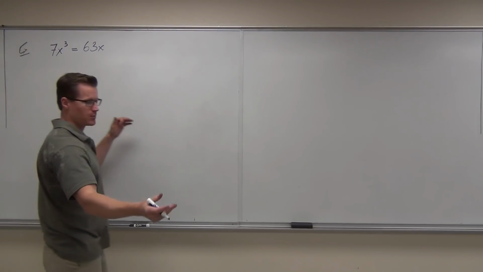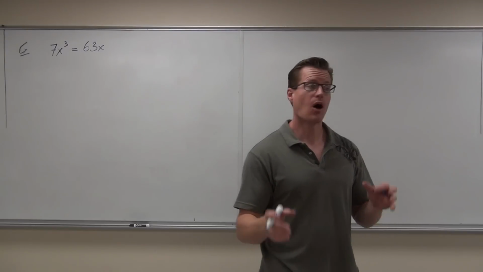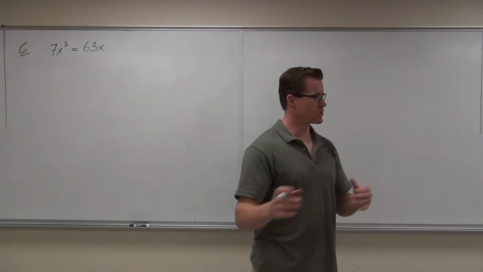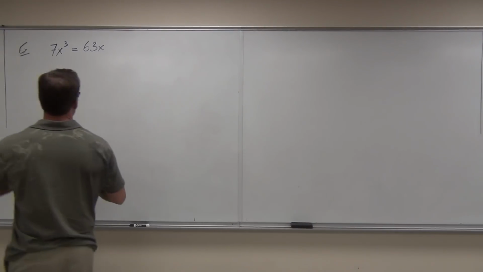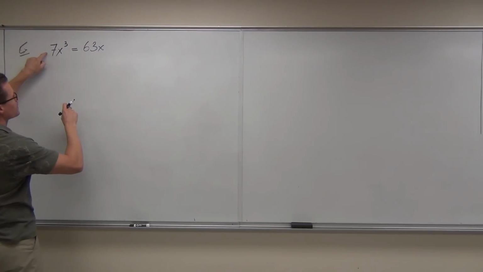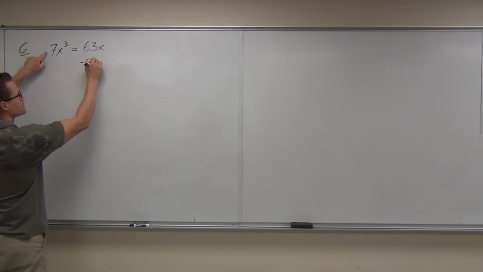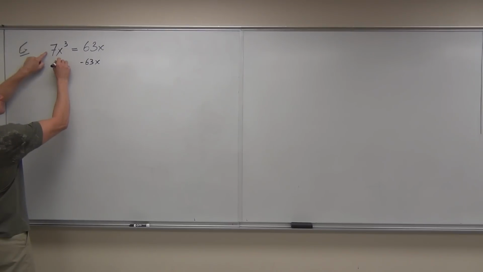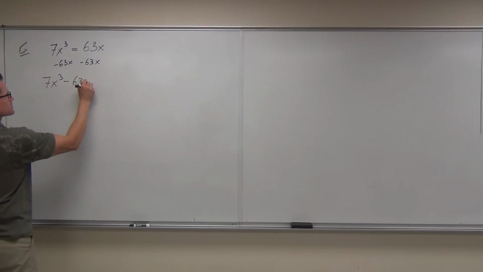I check quadratic or higher. I have it. It's a power 3. That means I'm going to try to get a quadratic, or I'm going to use sum or difference of cubes. Now that's not this case, but that's what you think. Next up, if it's a quadratic or higher, everything to one side. I don't want to move this to the right because that's positive, and I like my first term being positive. I would subtract my 63x.